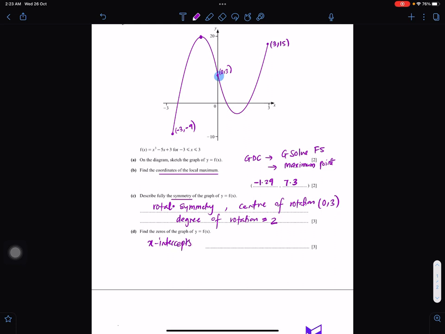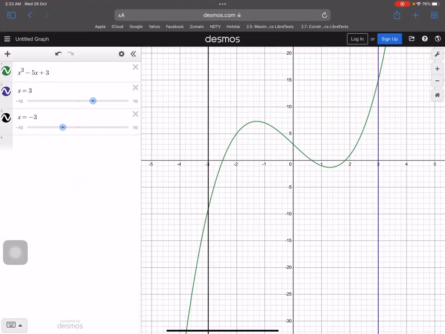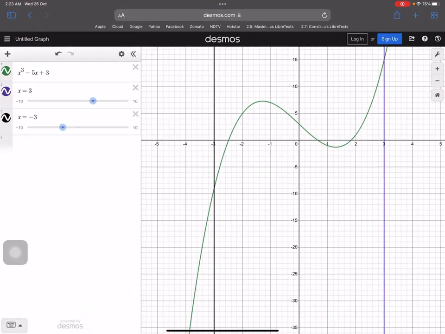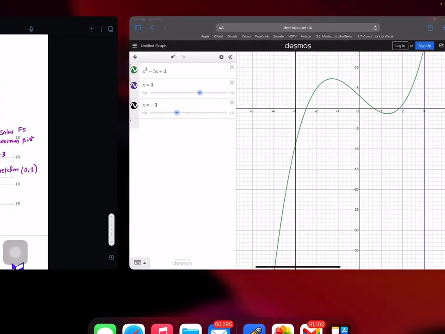Again, you can press G solve F5 and go for the x-intercepts. Let me show it to you on decimal screen. The x-intercepts are at minus 2.49. Let me copy that. So x is equal to minus 2.49. The other x-intercept is at 0.657.